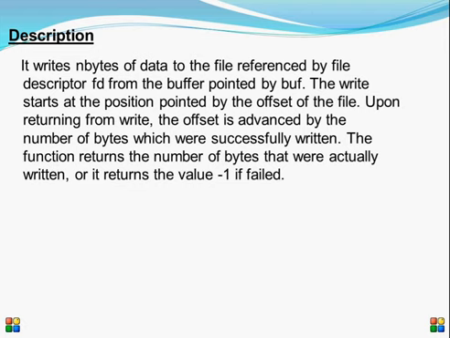Description. It writes n bytes of data to the file referenced by the file descriptor fd from the buffer pointed to by buff. The write starts at the position pointed to by the offset of the file. Upon returning from write, the offset is advanced by the number of bytes which were successfully written. The function returns the number of bytes that were actually written, or it returns the value -1 if failed.